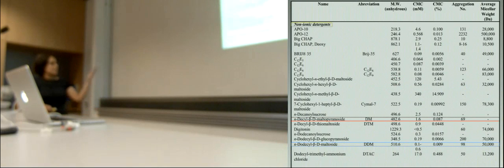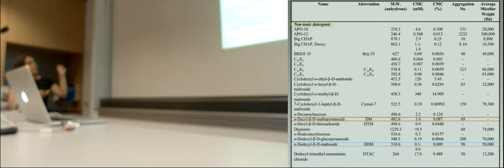So this is the table that I got from our review. It has quite a lot of detergents. We divided them into non-ionic detergents, and we put the name, the molecular weight, the CMC, the CMC in concentration, the aggregation number, and then the average micelle weight.